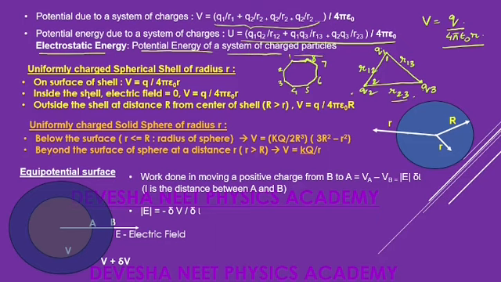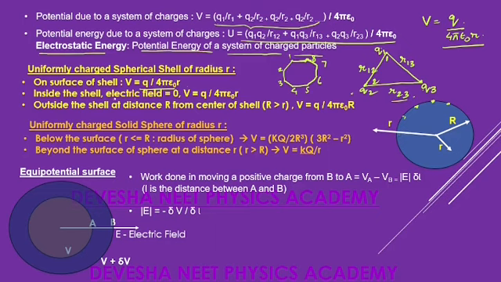Now coming to some specific formulas. Suppose we have a uniformly charged spherical shell. A spherical shell means we just have the shell, and inside there is nothing, no body of the sphere. It is completely hollow. For a uniformly charged spherical shell of radius r, the potential on the surface of the shell, on the circumference, is V equal to Q by 4 pi epsilon 0 r.